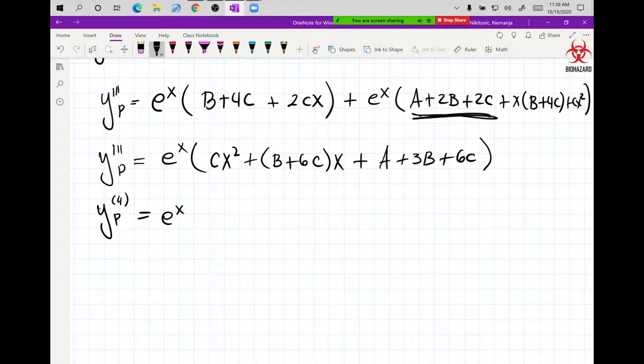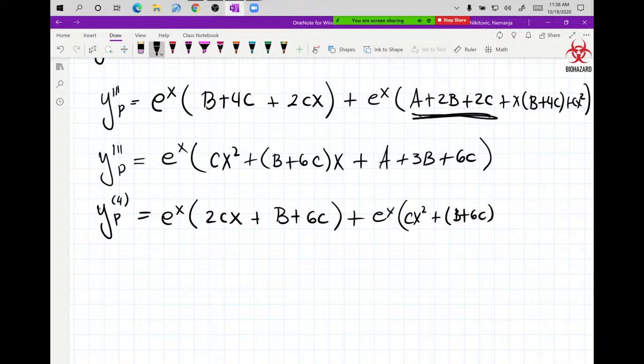Fourth derivative. Copy the first, derivative of the second, 2cx plus b plus 6c, plus copy the parenthesis times derivative of e to the x, which is still e to the x, and then times the parenthesis cx squared plus b plus 6c x plus a plus 3b plus 6c.